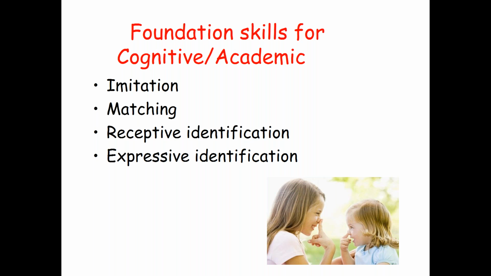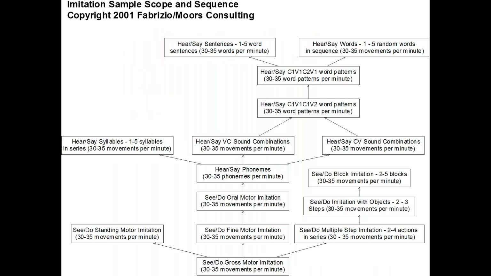Well, if that student can't imitate, that student's not going to look at 2 plus 2 the next time and remember or imitate 4. And again, matching. If the student can't match 4 items with the number 4 on a flashcard, and that's one-to-one correspondence and receptive identification, they're not going to be able to use that as a skill set with which to learn new activities.